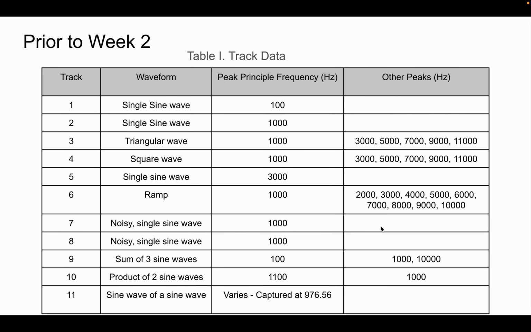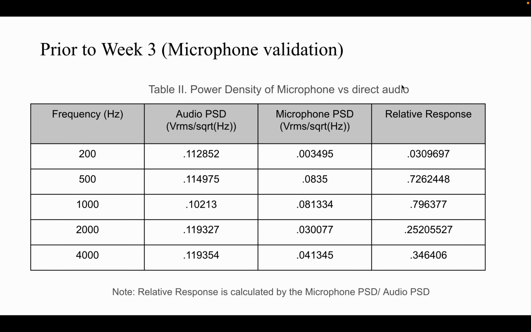Results. I'm not gonna go too much into the raw data. It just shows a large variety of waveforms, and the peak frequency is recorded along with other smaller peaks. And so, mic validation. Basically, all this is saying is that for low frequencies, the microphone does not capture the PSD very well. It's around 3%. For mid-range frequencies, it does a pretty good job, and for higher frequencies, it does an all right job.